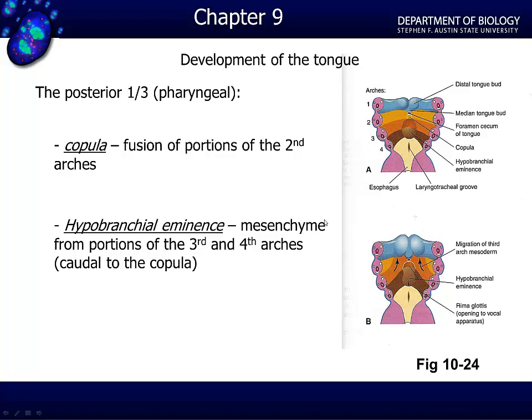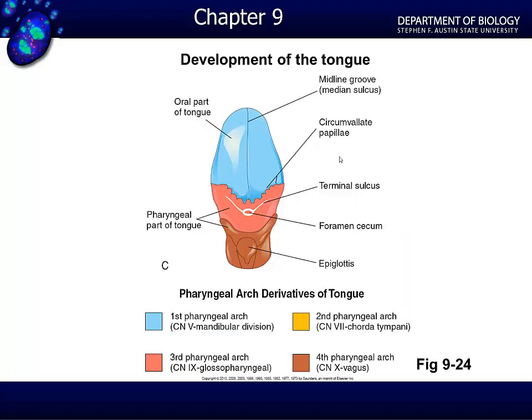So the copula and the hypobranchial eminence are going to contribute to the pharyngeal portion, this posterior 1/3 of the tongue. And again, as you look at the coloring, we can see that we are going to derive portions of this posterior third from second, third, and fourth arch tissue. One way that we can definitively show that is the innervation of the tongue. We're going to see that the tongue is innervated by all 4 of our cranial nerves, which are going to be innervating all 4 of our pharyngeal arches. So now let's look at an animation on the development of the tongue.